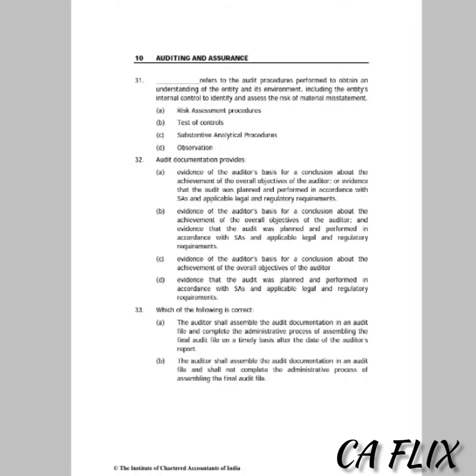Risk assessment procedure refers to the audit procedure performed to obtain an understanding of an entity and its environment, including an entity's internal control, to identify and assess the risk of material misstatement.